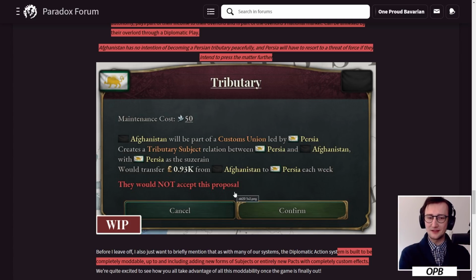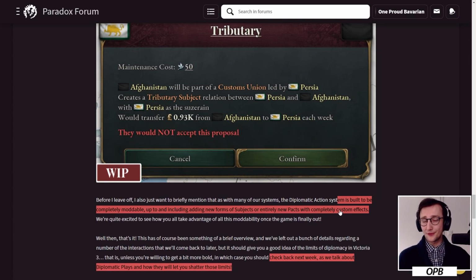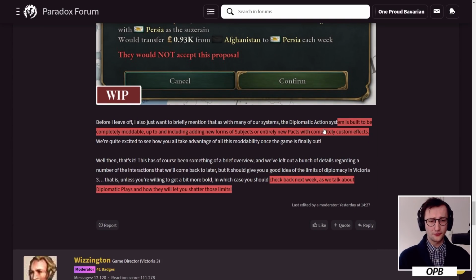Now they would not accept it, but you can confirm it, and I have to assume that this gives you a casus belli. This is a diplomatic incident if I've ever seen one, it probably generates infamy, and then you're looking at a situation where you get the casus belli if they refuse. Very cool, if that is the case, but I would like to know more going forward.